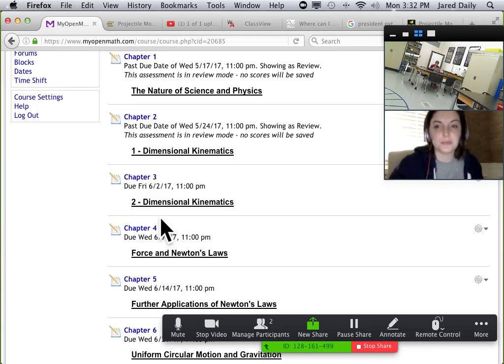I know that last chapter, chapter 3, was a real pain in the neck, so if any of you have any other questions about that homework, feel free to send me an email tonight or tomorrow at the latest. Don't put it off, and we can help you work out the last few things that you might have on that one. Two-dimensional kinematics is a bear.